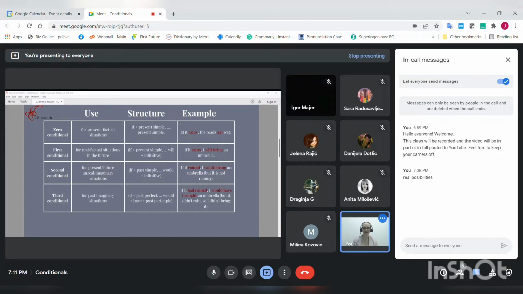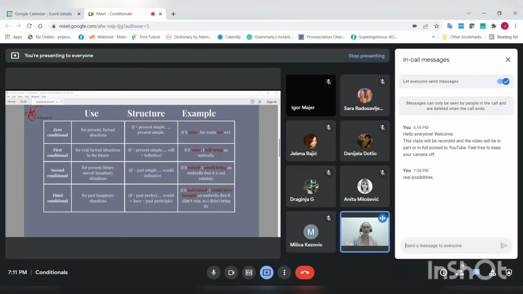Milica, let's go next. If the fuel price increases, the transportation cost will be higher. Very good. And that is it for the first conditional. Does anybody have any questions?